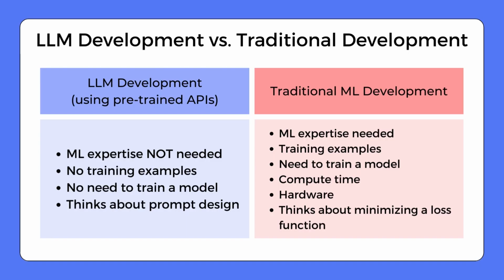Let's kick things off by comparing the development of LLMs using pre-existing models with the traditional approach of machine learning development. In the LLM world, there's no prerequisite for technical expertise or extensive training examples. And guess what? You can forget about model training too. It's all about the art of prompt design: clear, concise, and full of useful information. On the other hand, traditional machine learning requires you to roll up your sleeves and dig deep into training examples, model training, and even sometimes needing a basic knowledge of hardware and computing power.